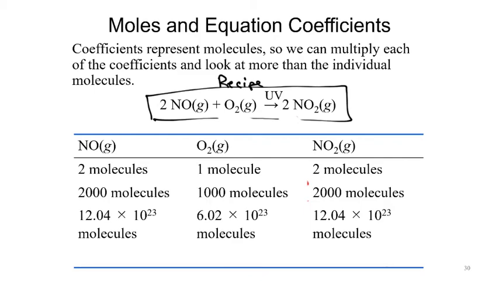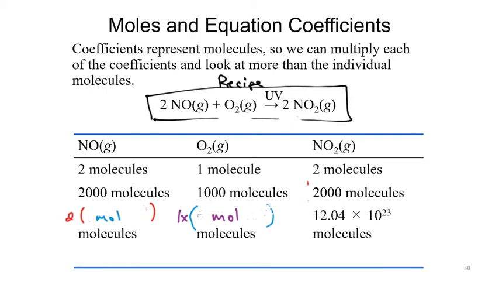Why did we scale it up by this particular amount? Well, 6.022 times 10 to the 23rd is a mole. So I could write this as 1 times moles. The 12.04 was 2 times 6.02 times 10 to the 23rd. What did we just say 6.02 times 10 to the 23rd was? A mole.